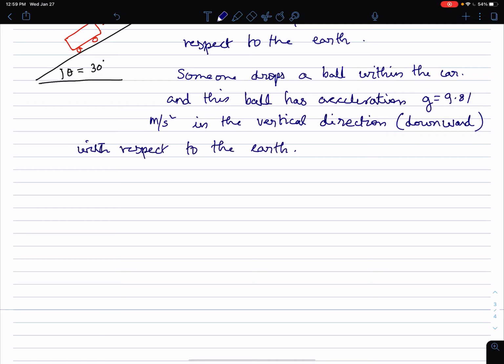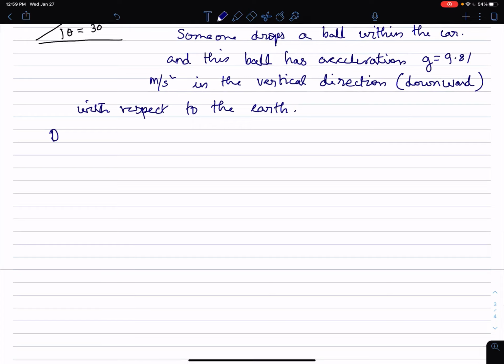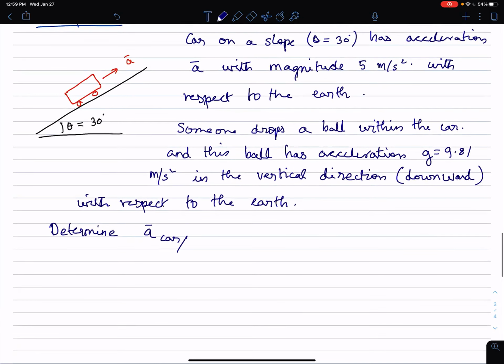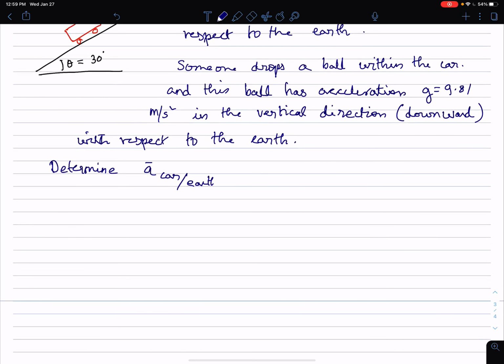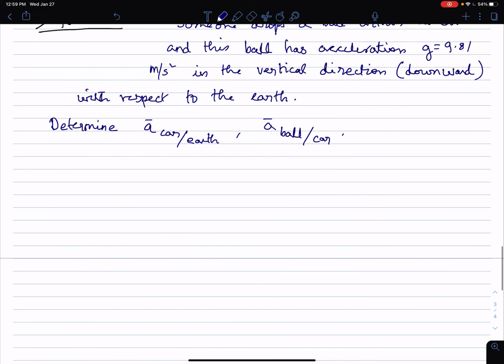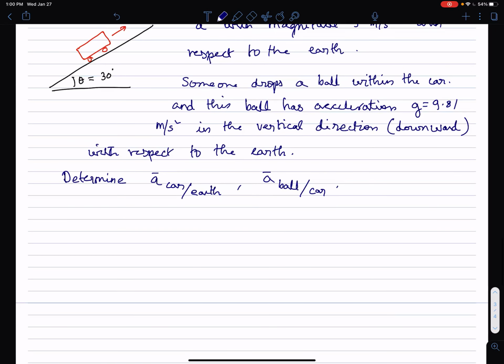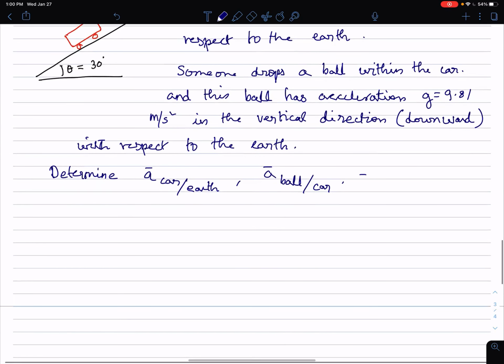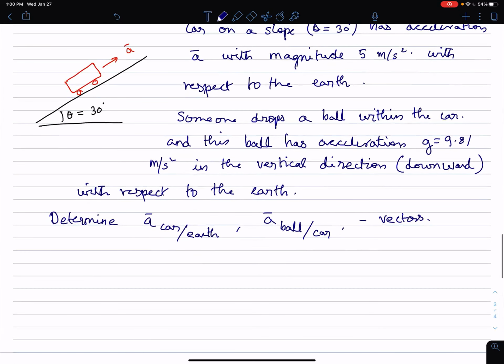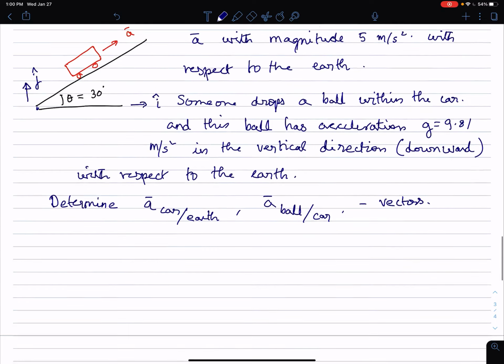And then you're asked, determine A of car relative to earth, A of ball relative to car. Okay, so these are the things that we're going to ask. These are vectors. Okay, and we say this is the j direction, this is the i direction. Okay, so how do we proceed?